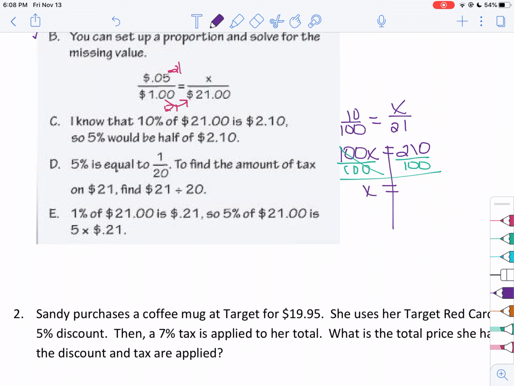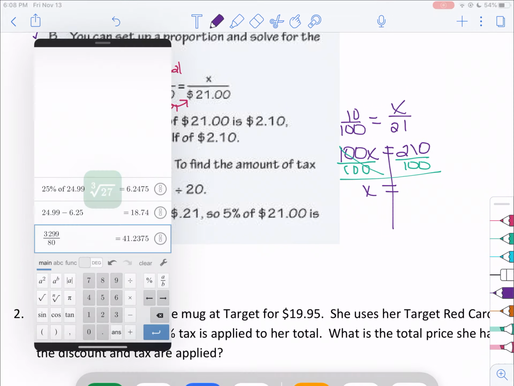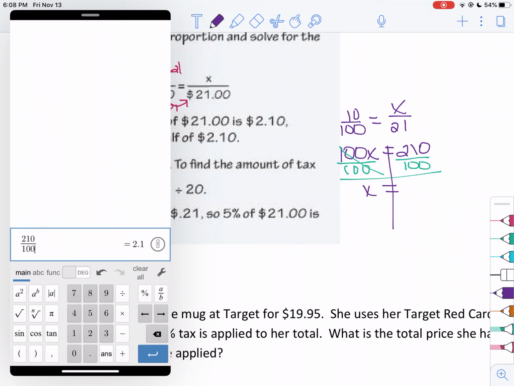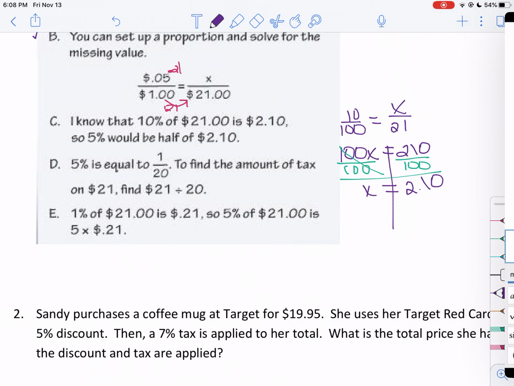And remember, you can always use your Desmos calculator. So let's pull that up and do 210 divided by 100. 2.1, or when we're talking money, $2.10. Okay, so then does that make sense that 5% would be half of that $2.10? Yeah, because 5% is half of 10%. So option C works.